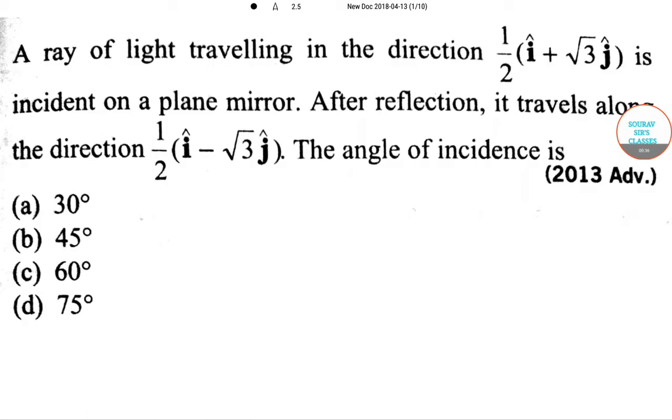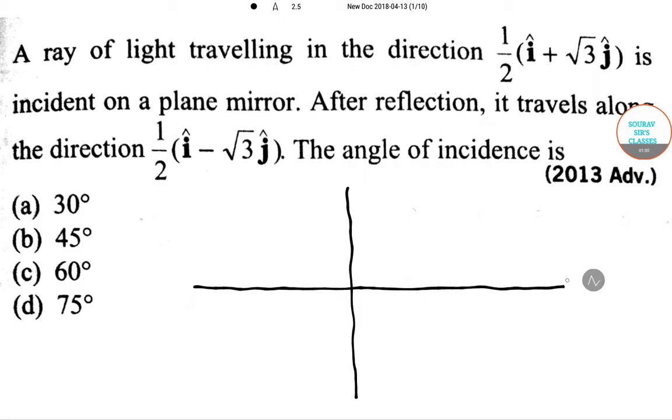So first of all, we have to understand what is the direction of incident light and the reflected light. In order to do so, let us first draw the two axes. This is our x-axis or i cap axis, and this is our y-axis or j cap axis.